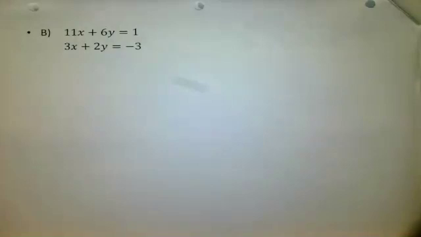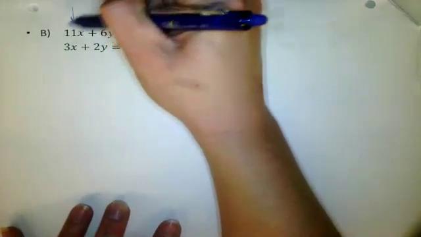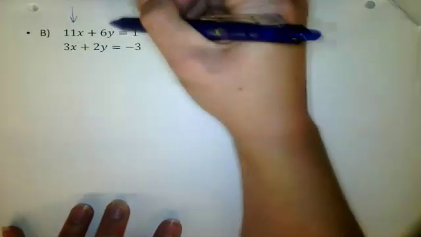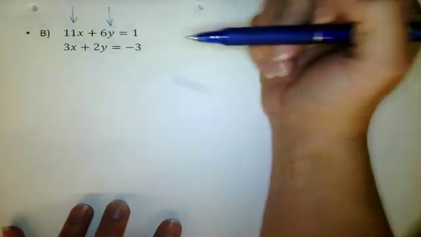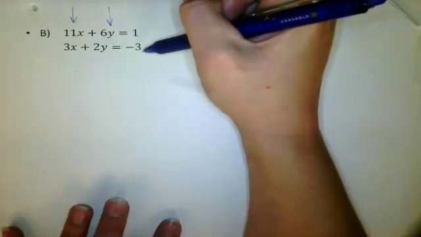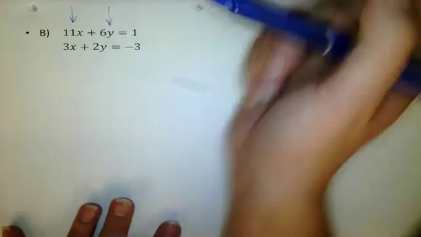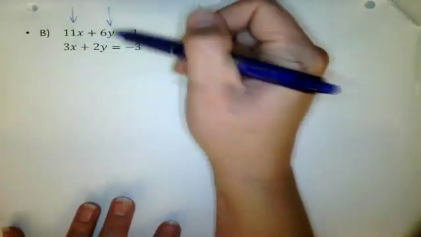11x plus 6y equals 1. 3x plus 2y equals -3. So I notice again, I've got my beautiful x column where my x's are stacked. I've got my y column, my y's are stacked, and my constants over here, just plain old numbers that don't change. So look at those x and y columns.